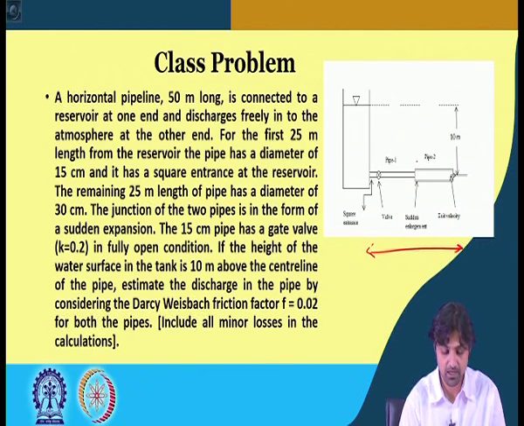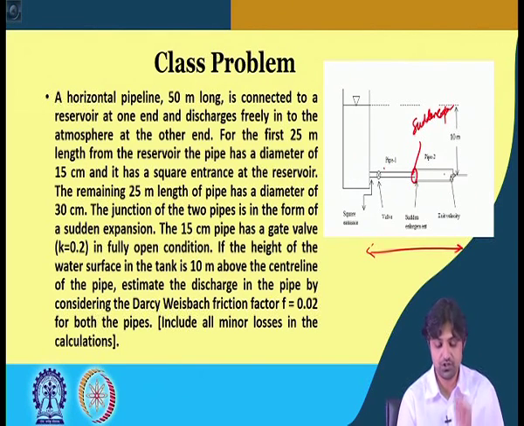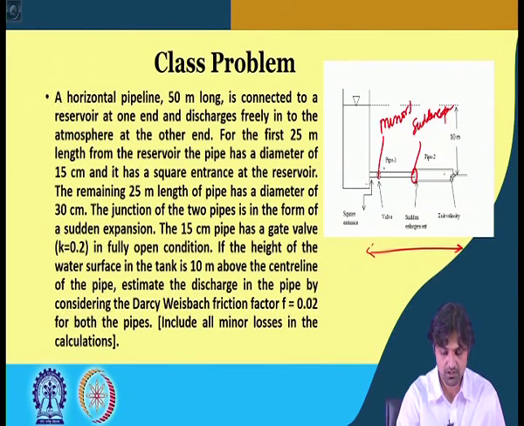Okay, and this is pipe 1, and the things that we were talking about: diameter is different here, diameter is different here. So the junction of the two pipes is in the form of a sudden expansion. That means there is going to be an energy loss, a minor loss. It's also told that there is going to be a gate valve in the 15 centimeter pipe. So there is going to be another minor loss here.